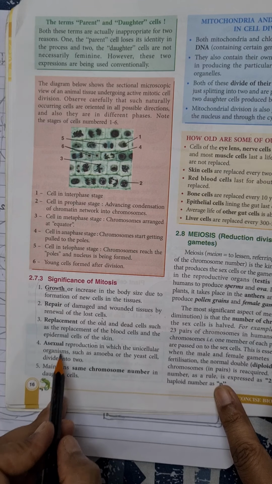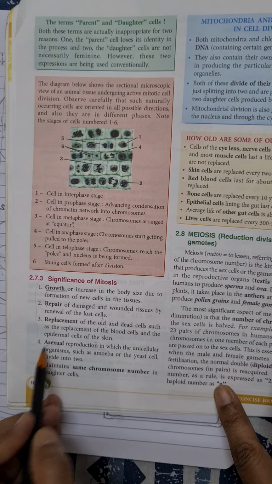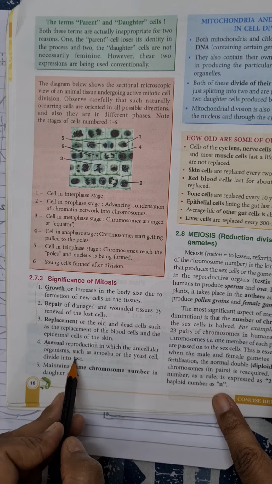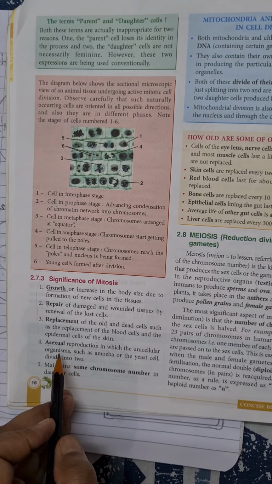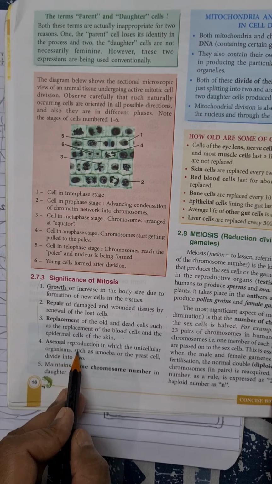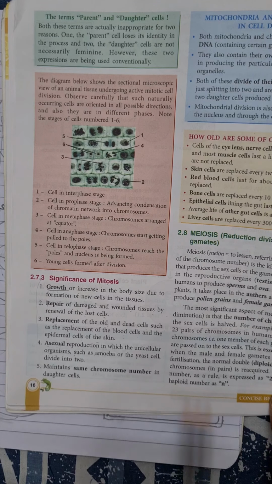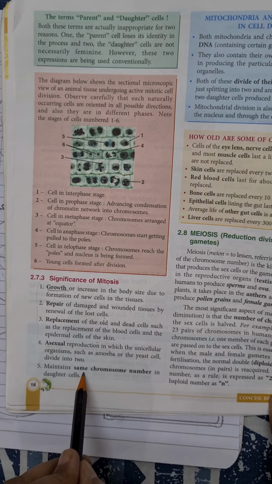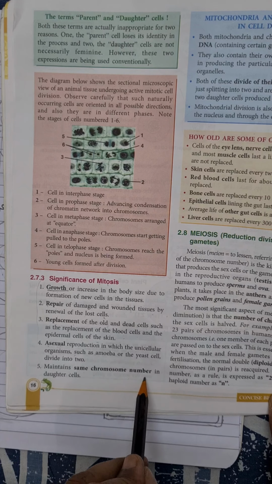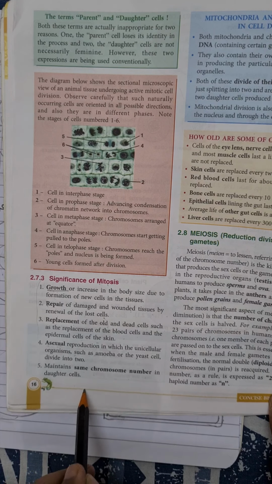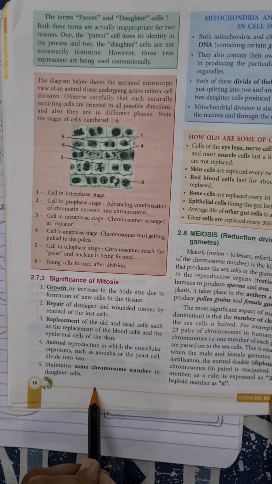It also helps organism to reproduce asexually, that is, one cell divides into two daughter cells; in lower organisms asexual reproduction takes place by means of mitosis. And the last, it helps the cell to maintain the same number of chromosomes in daughter cells.